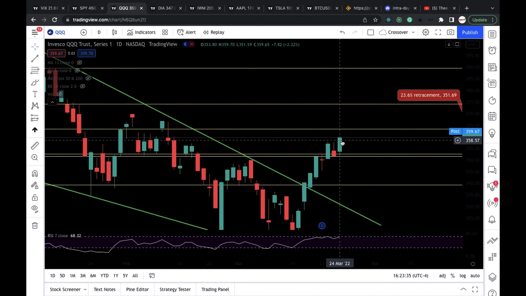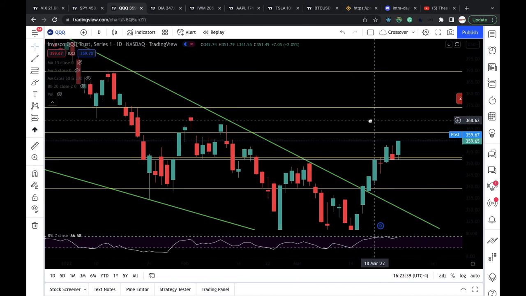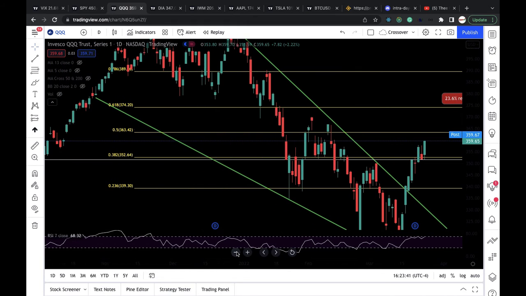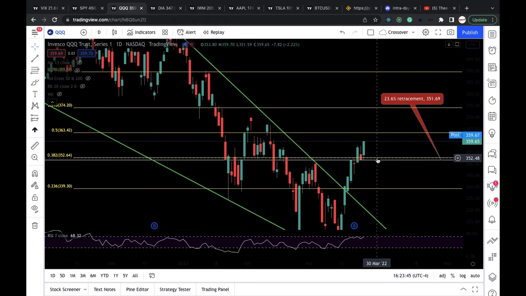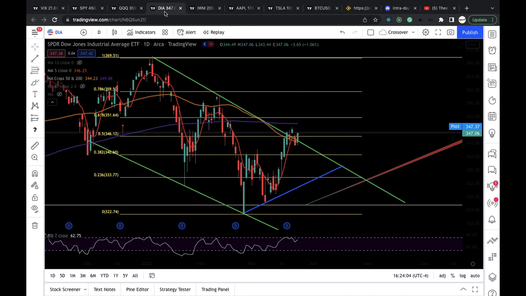Keep it simple. 357 needs to hold. If it holds, 363 is in play. Above 363 is bullish, and 364 would be in play above 363. Okay, 357 fails, we go back and test 352.64. And below 352.64 is very bearish, and we drop back down to lower levels. All right, that's the best time to get bearish, guys, when we lose a support, not when we break through resistance levels.